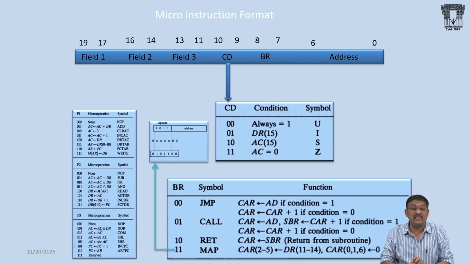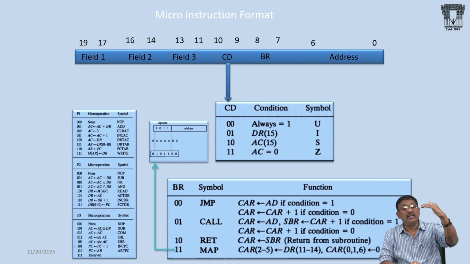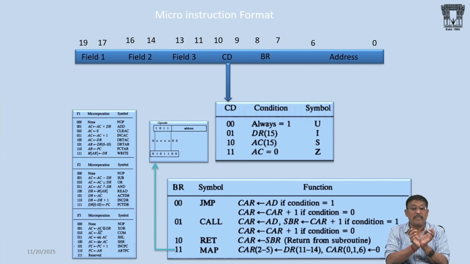And the last one is external mapping. When you reset the processor, the initial address is to be mapped into the CR register, the control address register. This is an external mapping. How do you do the external mapping? By transforming the opcode bits of the machine instruction into the address bits of the micro instruction.